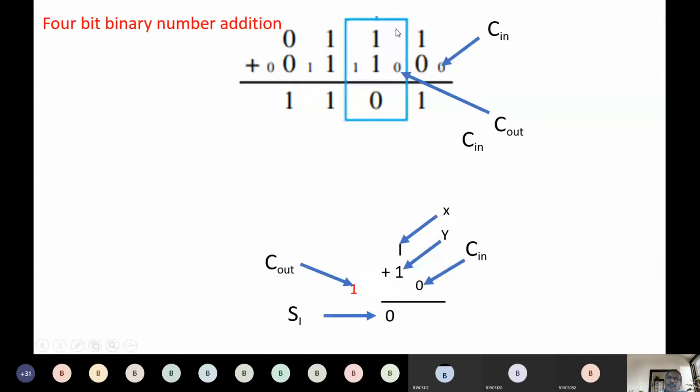The same carry out becomes carry in for this pair. So carry in for this pair is 0, which came from the previous pair of binary numbers. When we add 1 plus 1 and the carry in 0, remember, this is the actual logic: we add this value and the carry in. So we have 1 plus 1 plus 0, which is 10 itself. So we keep 0 here, this is the sum, and carry out will be 1. The same carry out becomes carry in for the next pair.